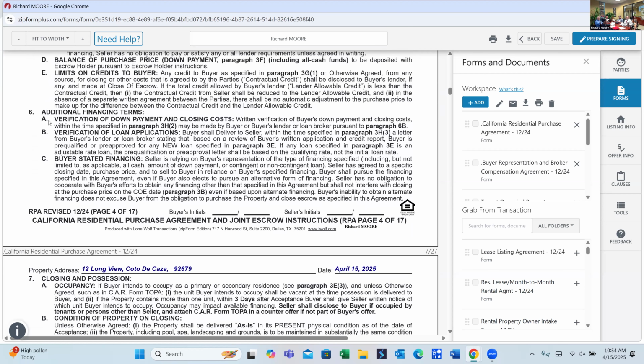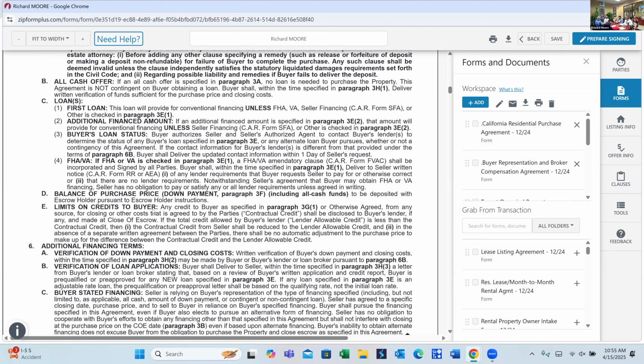Let's see, section 6. Additional finance, well, let's go back to section 5E. Limits on credits to buyer. Everybody on that page? We had talked about negotiating a credit. And if the credit exceeds the total closing costs that I have, this paragraph addresses what we talked about: that I may lose that difference unless I specify that the unused credit is used as a reduction in purchase price. So there is the language in there. So there is no automatic adjustment to the purchase price.